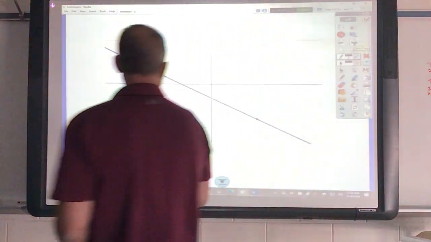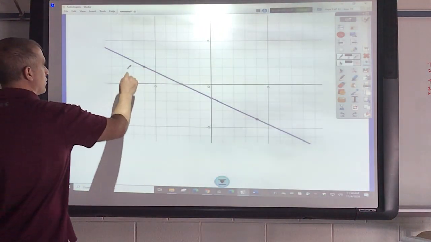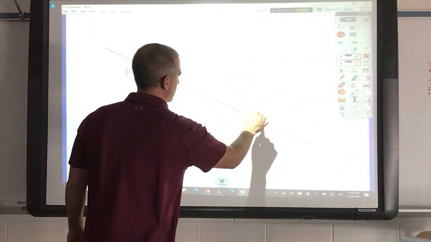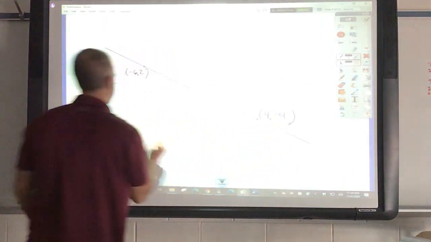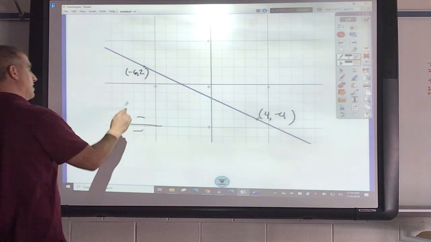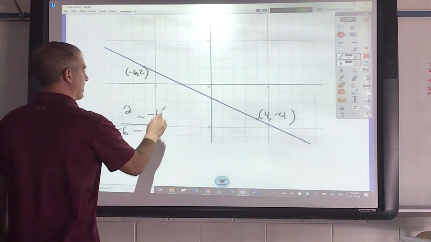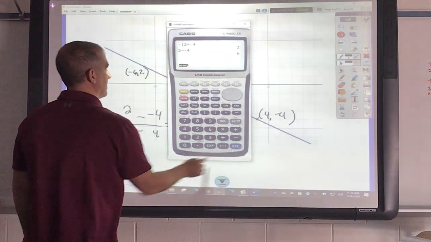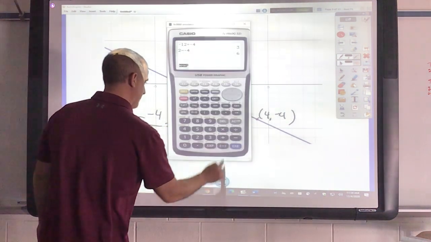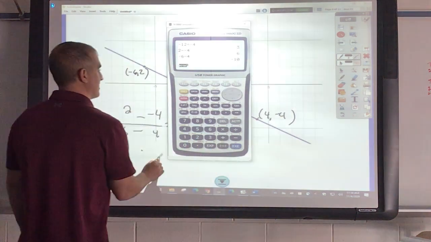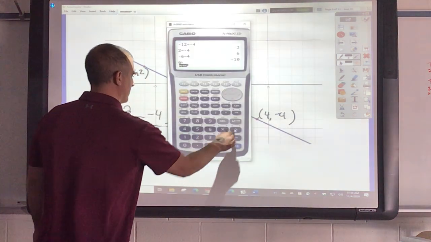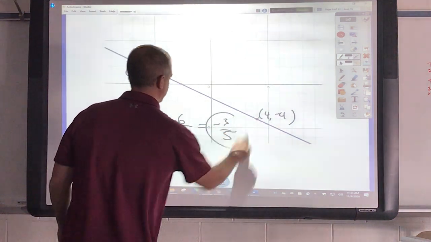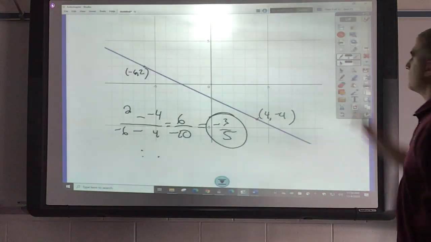All right, this one, I don't like these intercepts, but these points are good here. Negative 6, 2. This is 1, 2, 3, 4, 1, 2, 3, 4. So that's 4, negative 4. Once again, turn the wheel. 2, negative 6, turn the wheel. Negative 4, 4. So 2 minus negative 4 is 6. Negative 6 minus 4 is negative 10. If I divide those, 6 divided by negative 10, in the calculator I get negative 3/5. And that's going to be my answer there.